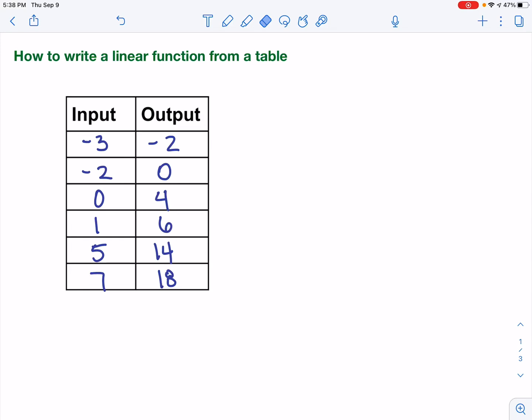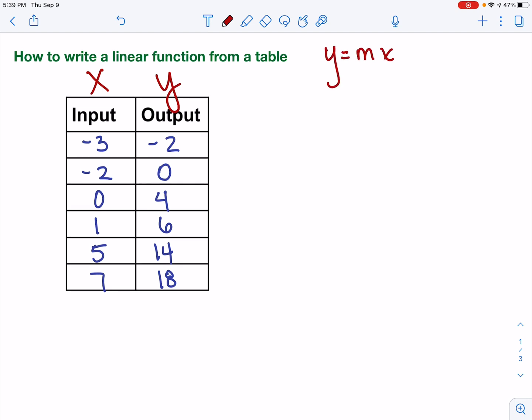Now we're going to take a look at how to write a linear function if we're given a table. So you have a table here and you see my input and my output values. And so remember that your input values are your x and your output values are your y. And when we write this function, we're going to use the form y equals mx plus b. There's two pieces there that we have to find. We have to find our m and we have to find our b.